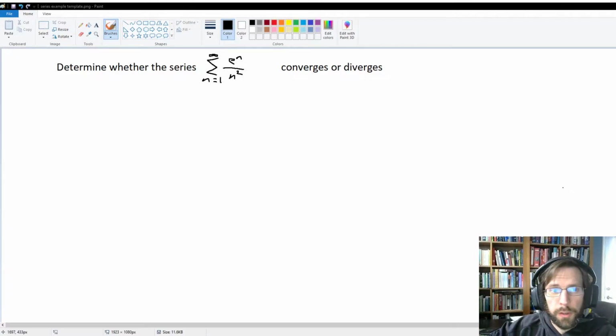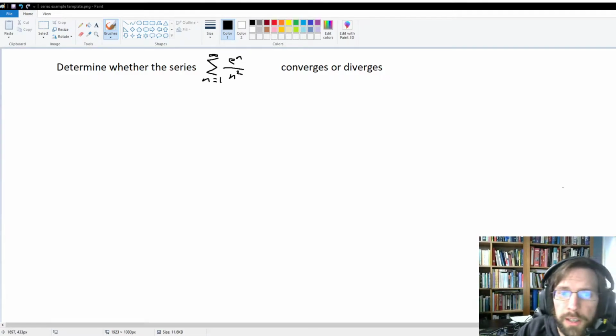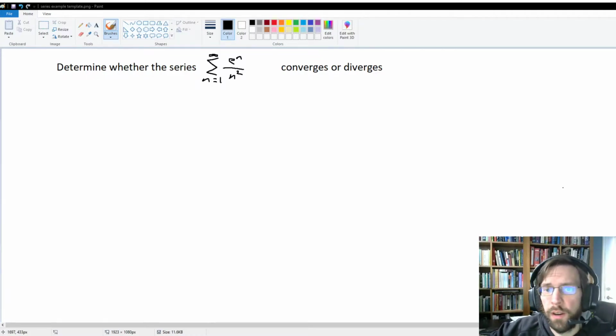All right, so in this example, we're going to determine whether or not the series n equals 1 to infinity of e to the n over n squared converges or diverges. Okay, so first off, this is not a geometric series or a p-series.